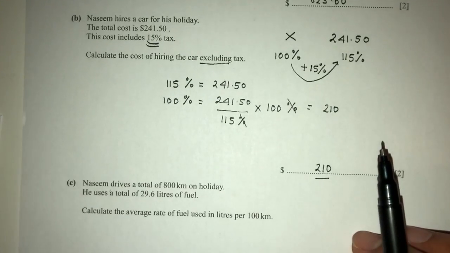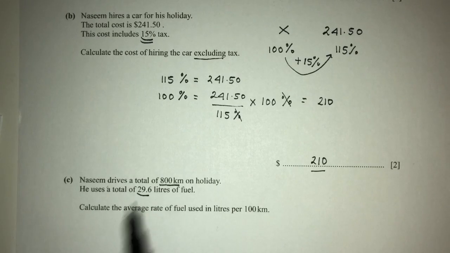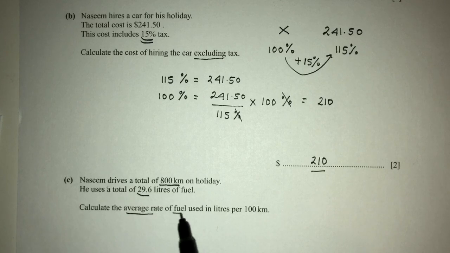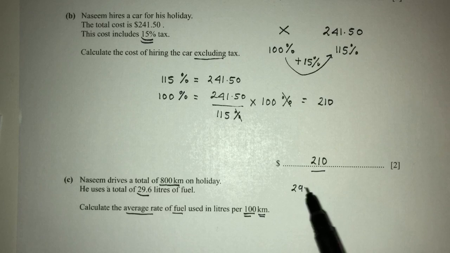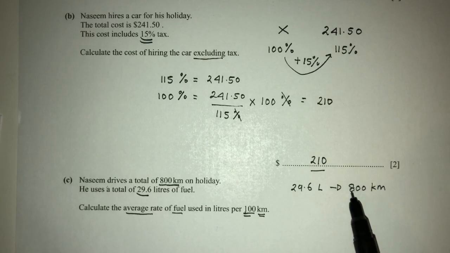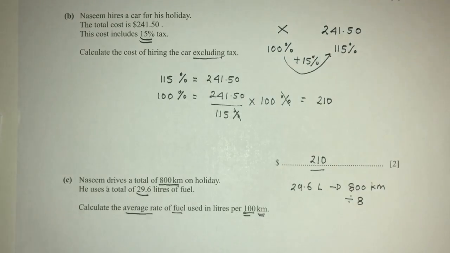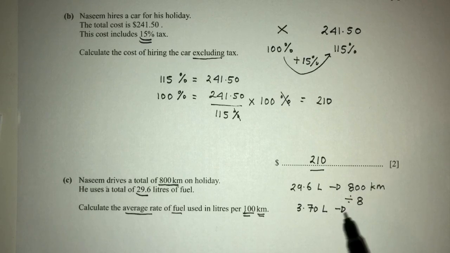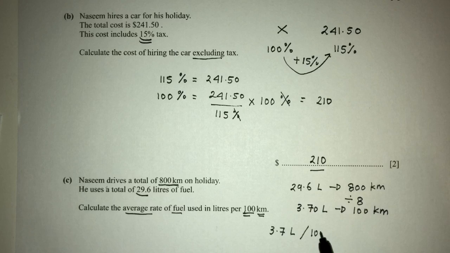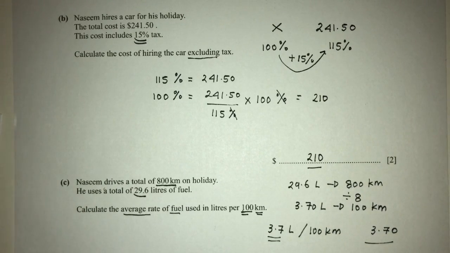Okay. Now for part C, Nassim drives a total of 800 km for the holiday. Okay. He uses a total of 29.6 liters of fuel. Now calculate the average rate of fuel used per 100 km. Okay. So let's see. We know that he used 29.6 liters for 800 km. So how can we change this to 100 km? So 800 becoming 100, we have to divide by 8 on both sides. You will have 29.6 divided by 8. That will be 3.7. And that will be for 100 km. So basically it means that he will use 3.7 liters per 100 km, and this is exactly what we want to find for the answer. So you will write this correct to 3SF. Okay, and that will be part C of the question.